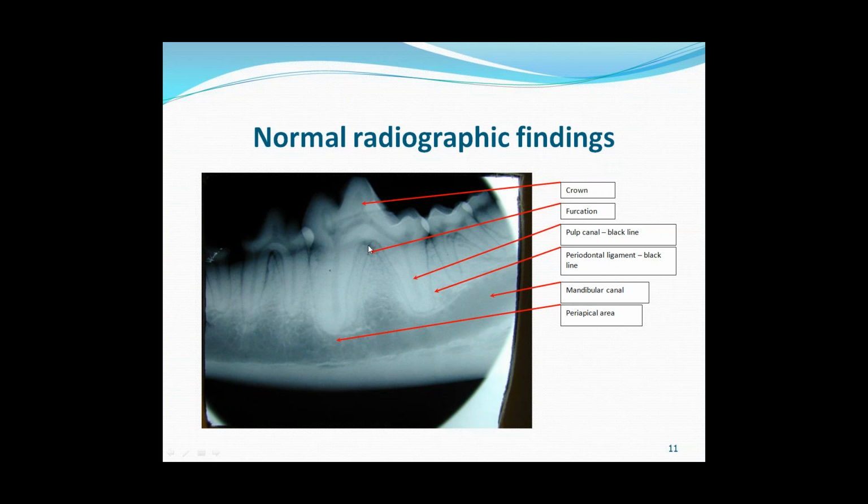In the center of the roots, between the roots in this area here, we can see the furcation, and we can see that the bone extends all the way into the area where the roots divide, up adjacent to the crown as well.